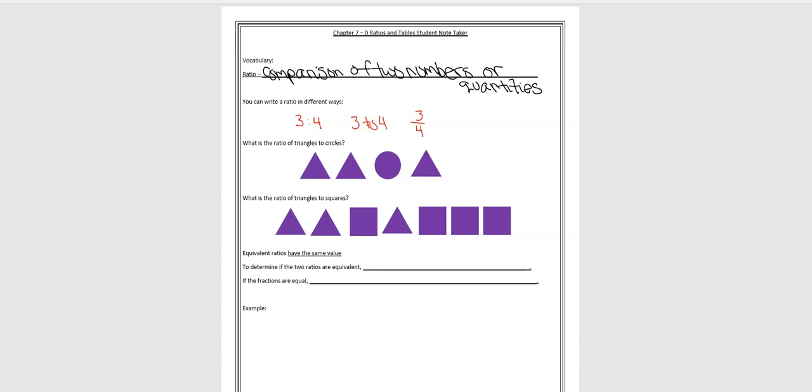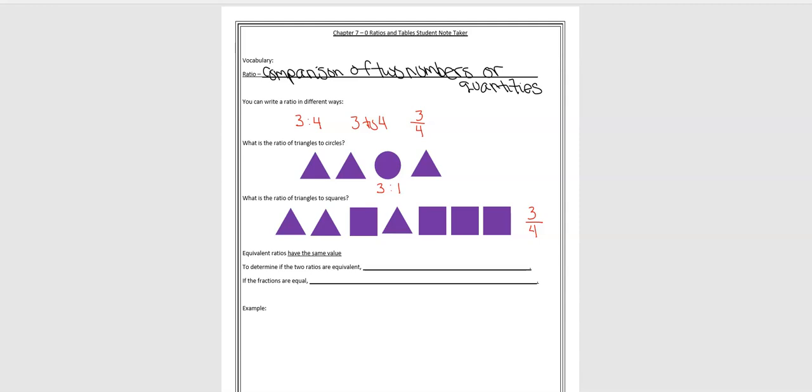So let's talk about the ratio of triangles to circles. How many triangles do we have? 1, 2, 3. So this is going to be 3 to 1 circle. What is the ratio of triangles to squares? Well, I have 1, 2, 3 triangles out of comparing it to 4 squares. And again, you can write your ratio like this, or like this. Either way, it is correct.